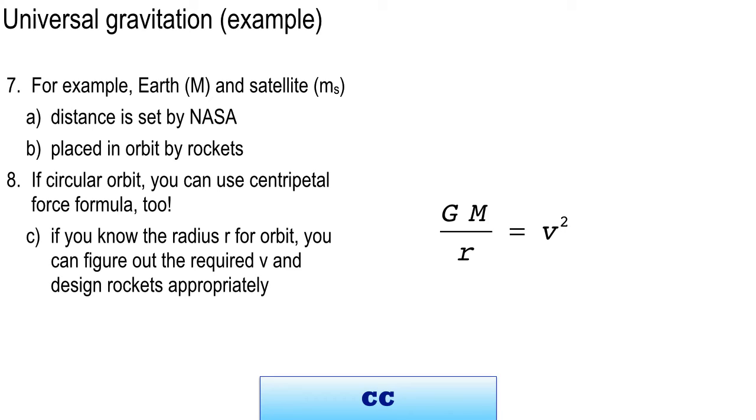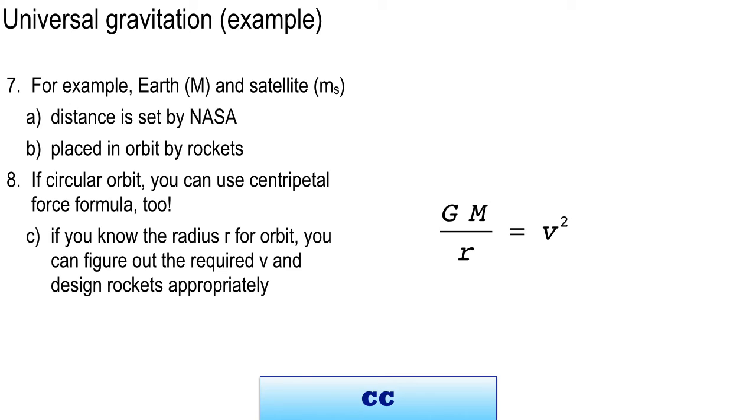Okay, here's the r in the denominator on the left side, and here's v squared on the right. Now, what that does is it allows you to either set the r and then calculate v, or set the v and figure out what the r has to be for a circular orbit. So, for instance, in item 8, if you know the radius r of the orbit that you need for your spacecraft, you can then figure out the required speed and design your rockets appropriately so that when you get up to that altitude, you've got the right amount of speed. Okay? Because it's all controlled by this one equation.